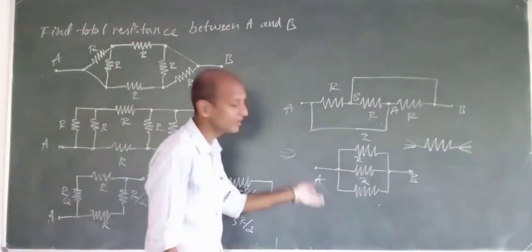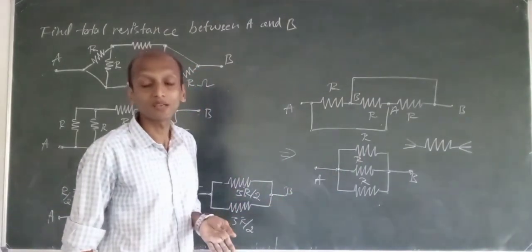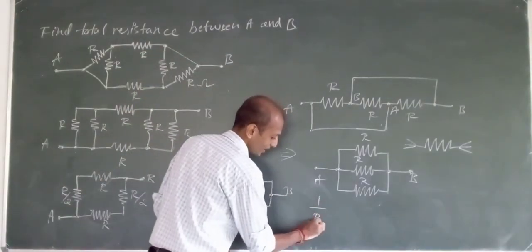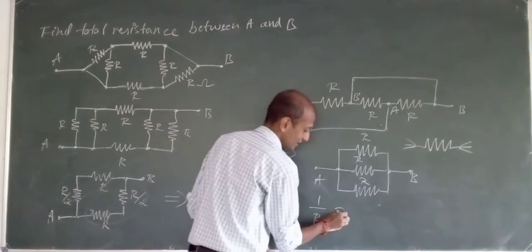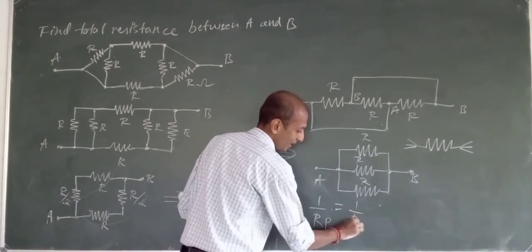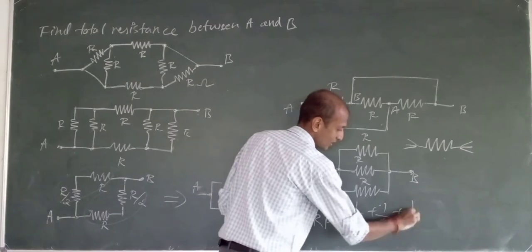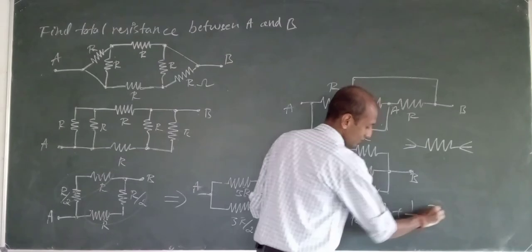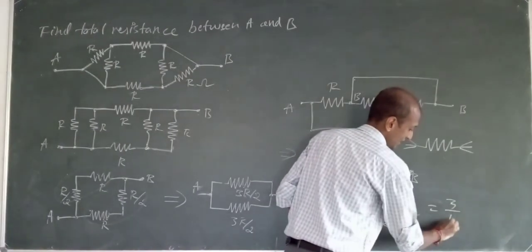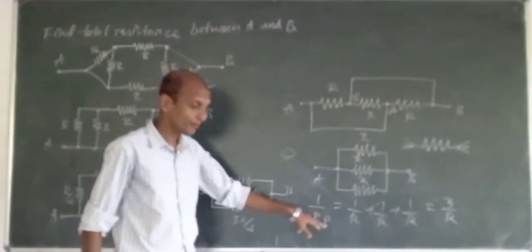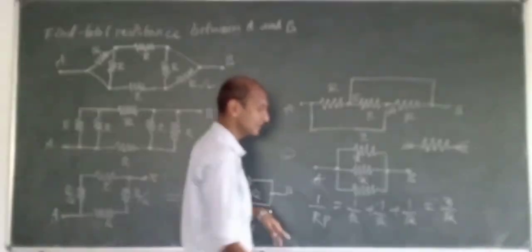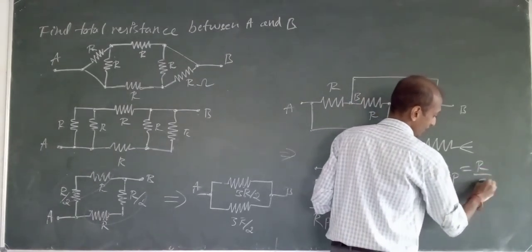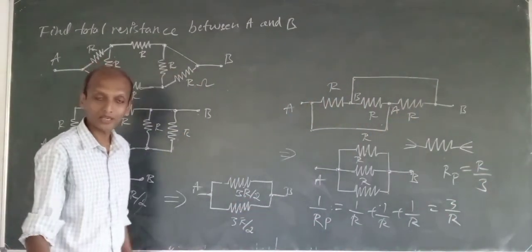Now I can solve them as 1 by R1 plus 1 by R plus 1 by R plus 1 by R. I will remember that 1 by RP is equal to the total resistance. I can find it as 1 by R plus 1 by R plus 1 by R. It is nothing but R is common, that is 3 by R. So 1 by RP is 3 by R. That is RP is equal to R by 3. RP is equal to R by 3.